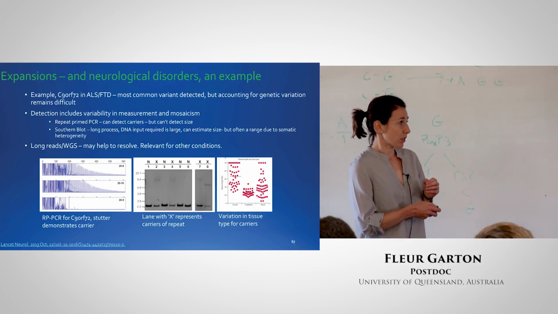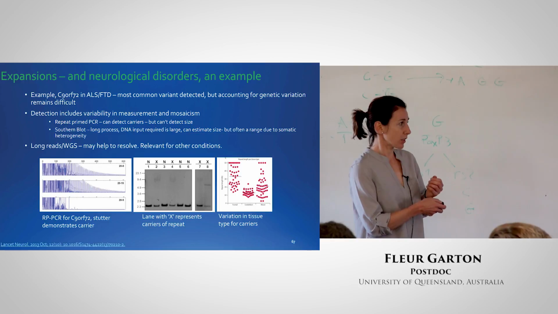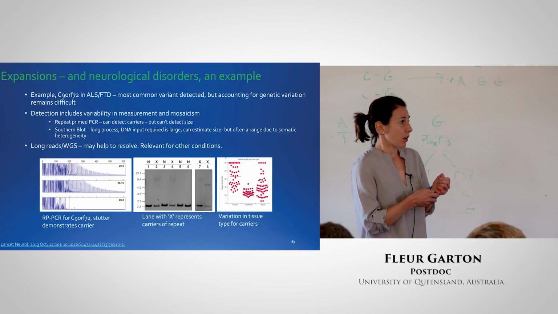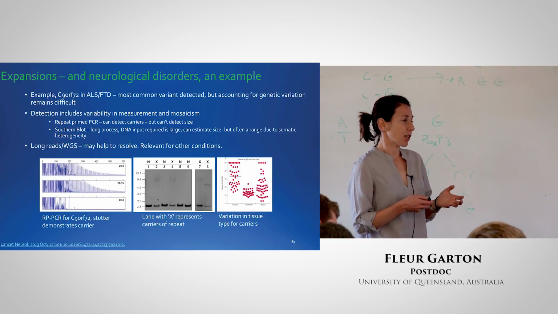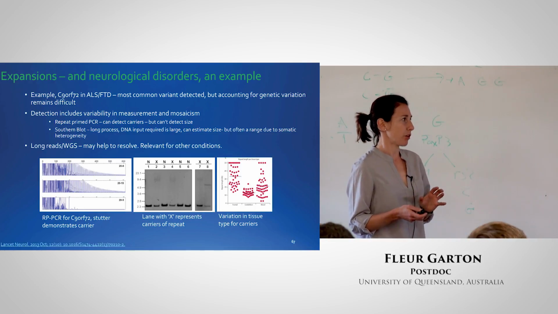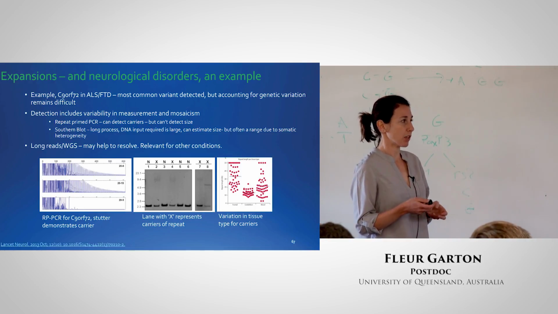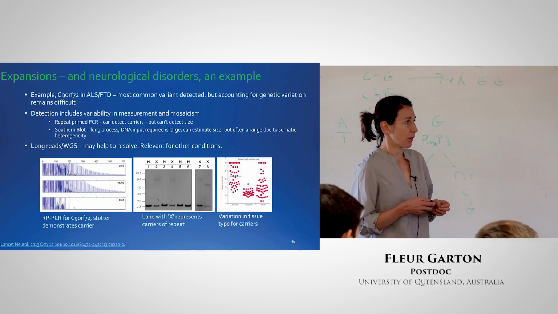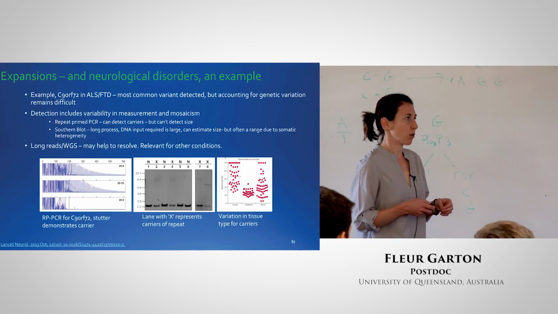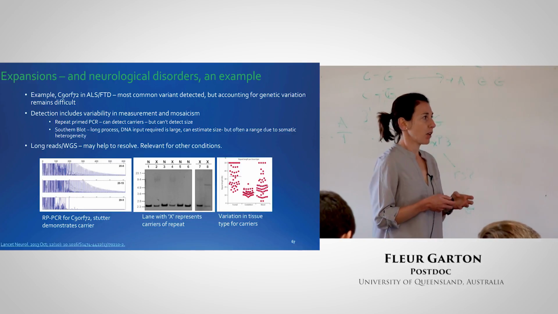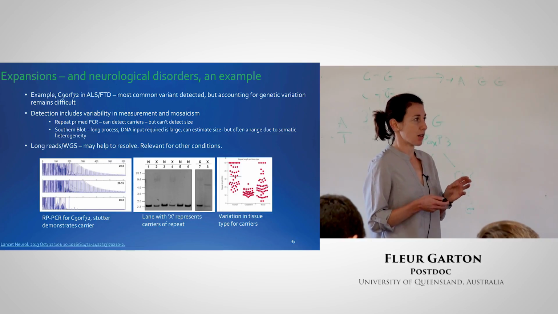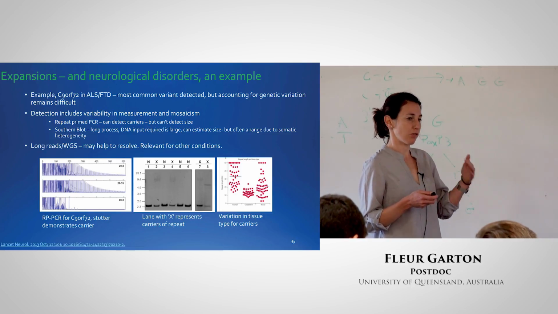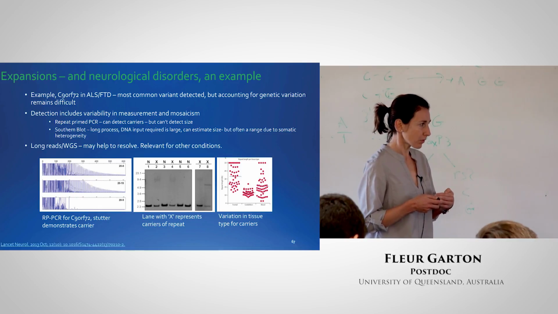The way you can detect this, so this is just a picture of a repeat-primed PCR. These are 2 carriers that's generated here, and this is a non-carrier. What is commonly used is a Southern blot, but this is an extremely long process. It can take at least 1 week for one individual. The DNA input needs to be high quality. You need to put a lot in. And it can estimate size, but it's often a guess because you do get this variation within tissues.